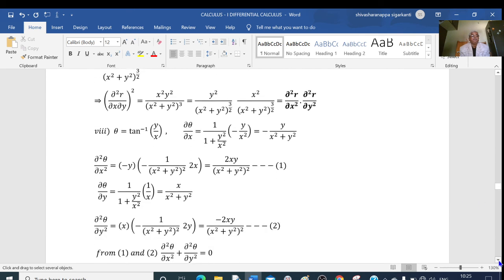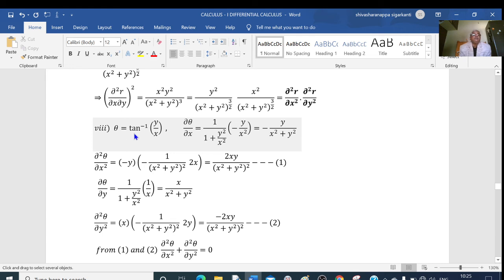Next, 8.1: theta is equal to tan inverse of y by x. Then dou theta by dou x is equal to 1 by (1 plus y square by x square) into, with respect to x we are differentiating, y is a constant quantity, the derivative of 1 by x is minus 1 by x square. Again taking x square LCM here, we get x square plus y square, and this x square goes in the numerator, or we can cancel here: minus y by (x square plus y square). This is our dou theta by dou x. I think we have already calculated this.